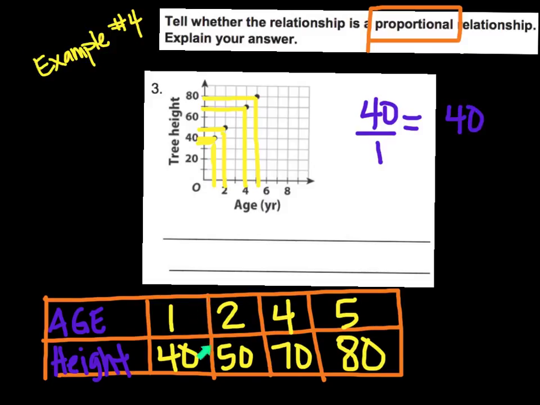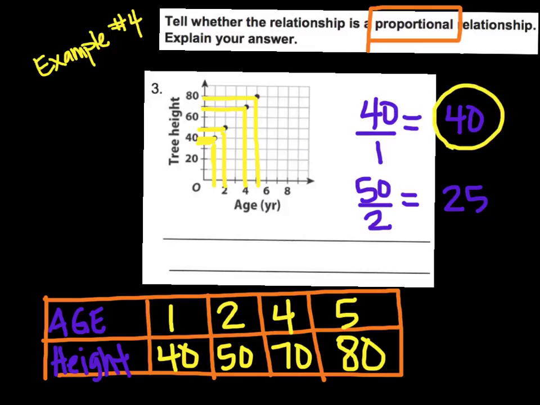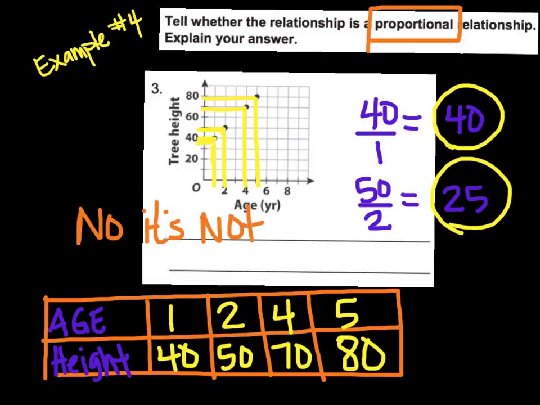If I look at the next set of numbers, it's a 2 and a 50. So I would say 50 divided by 2. That equals 25. Half of 50 is 25. I really do not need to keep going at this point because my first answer was 40, my second answer was 25, so I already know it is not going to be the same answer every time. So I can stop. I don't need to divide anymore. And on this question, I would say no, it's not proportional.